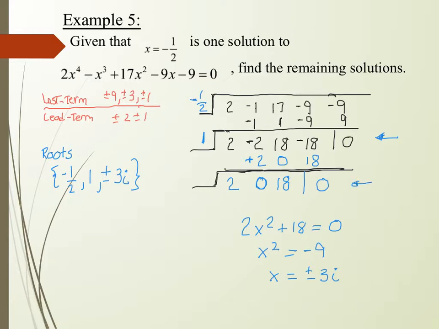Now we have a quadratic which has a complex term to it. So we set up the following: 2x squared plus 18 is equal to 0. We can divide through by 2, and we get x squared is equal to a negative 9 when we bring the 9 over. And now we have x is equal to plus or minus 3i. So our roots are negative 1/2, 1, and plus or minus 3i.